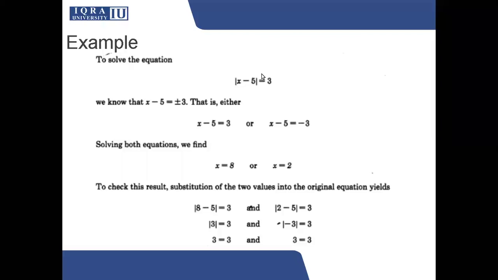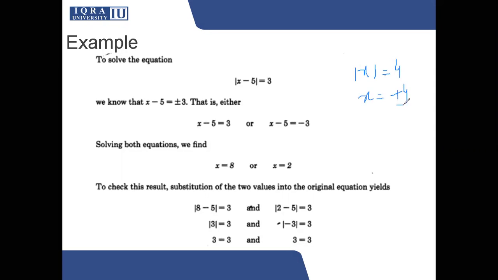So I'm asked to solve this equation. The absolute value of x minus 5 equals 3. Now I've already told you that if I have the absolute value of x equals 4, this means that x is either plus 4 or minus 4. This plus minus indicates that it's either plus 4 or minus 4. So using that same logic, we will say that x minus 5 is either equal to plus 3 or minus 3, right?